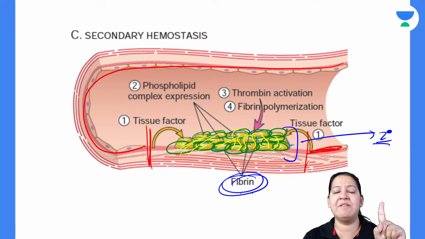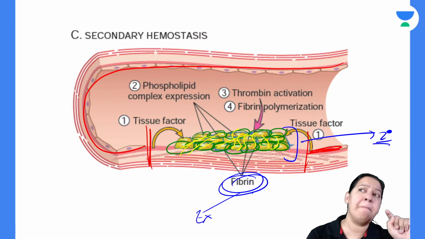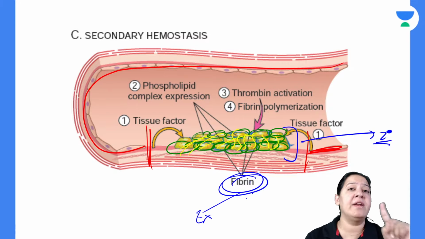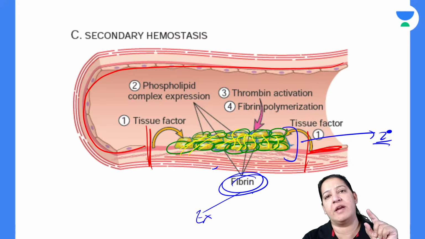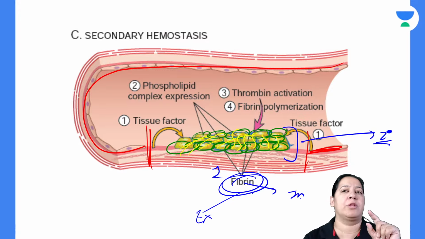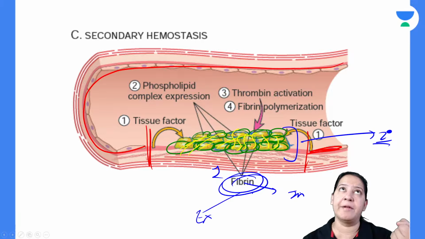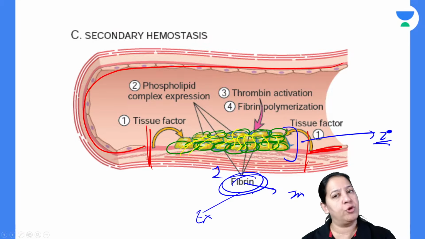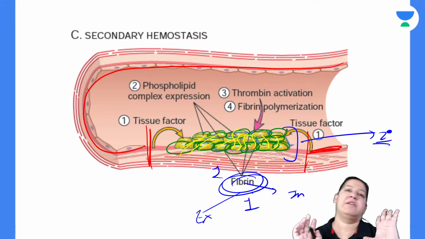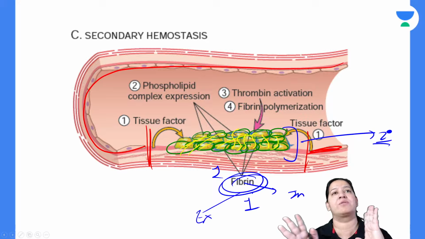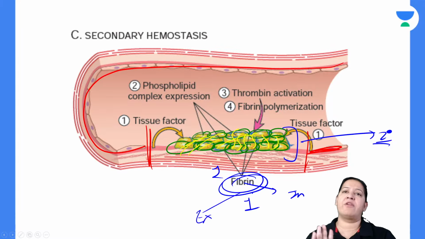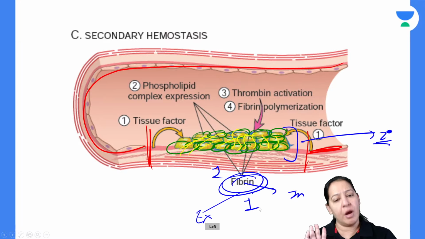How is this fibrin activated? Either by the intrinsic pathway, that is 12, 11, 9, 8, 10, 5, 2, 1, ultimately 1 is activated. Or by the extrinsic pathway, that is 7, 10, 5, 2, 1. Ultimately 1 is activated either by intrinsic or extrinsic with the common pathway. So this is how secondary clot is formed. Have you got it? Now coming to the last step.